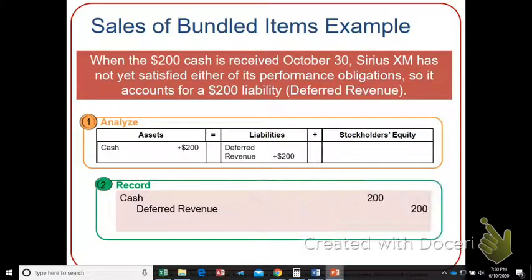So first thing that happens is on October 30th, we are given the cash. As of October 30th, we haven't recognized anything because, I don't know if you remember, the equipment wasn't delivered until the 31st and the service didn't begin until November. So actually it's all deferred revenue. So cash and deferred revenue on October 30th. I know it's kind of nitpicky, but that's the example they're giving us.